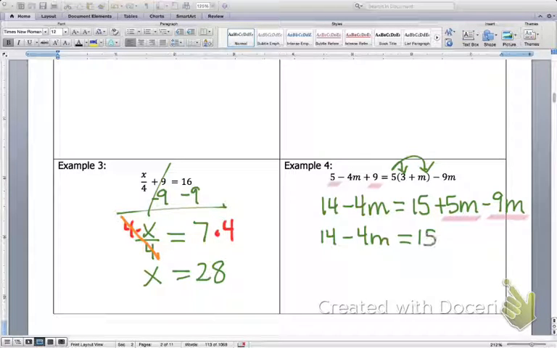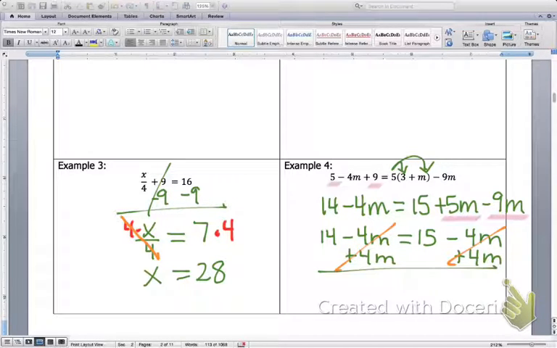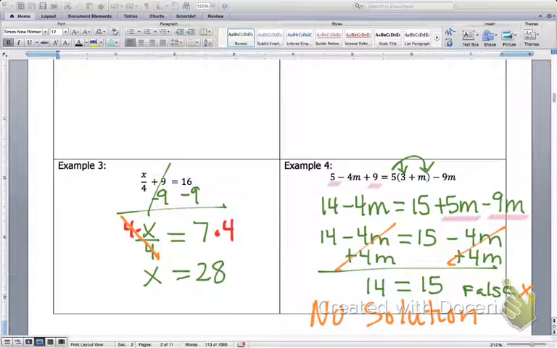So we have 15, and we have minus 4m. Now we notice that the 4m's on both sides are negative. They're going to eliminate, so when I add 4m's, they will go away. If you prefer just to cross them out from the start, feel free to do that. These go away. So we're left with 14 equals 15. This is a false statement. So this will tell me that we have no solution again. And that's the general idea of this. So go ahead and work on your IXL and your practice, and good luck.